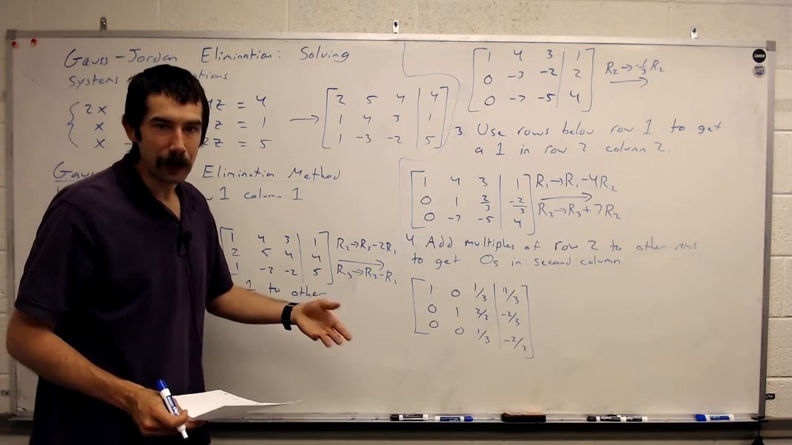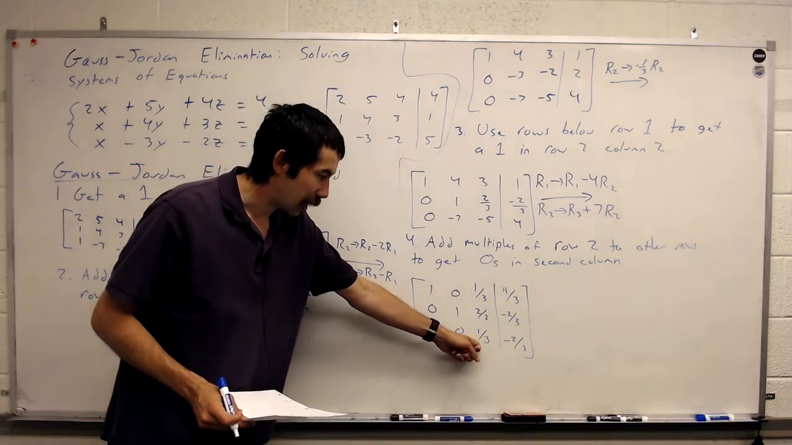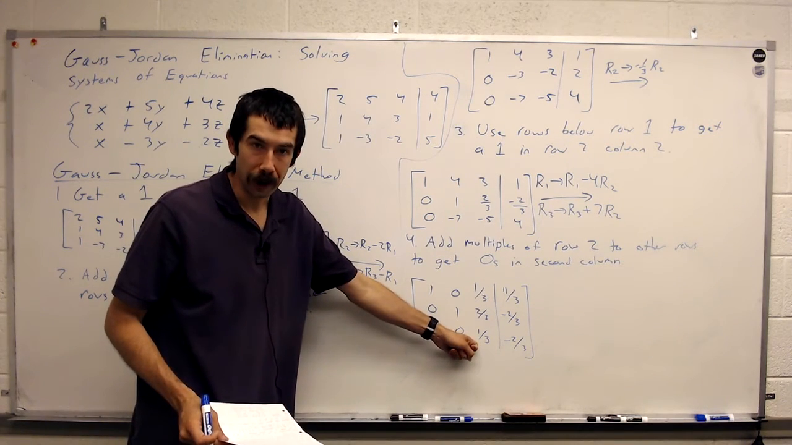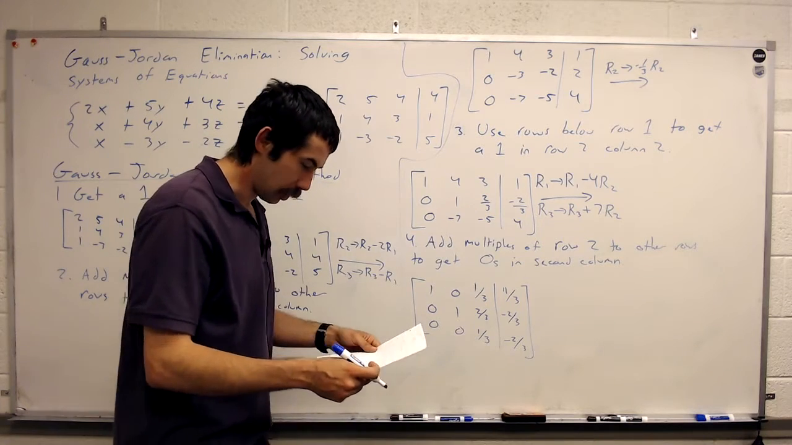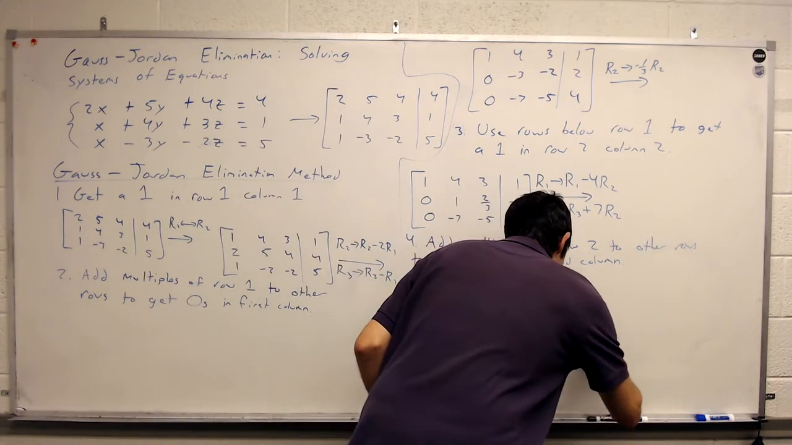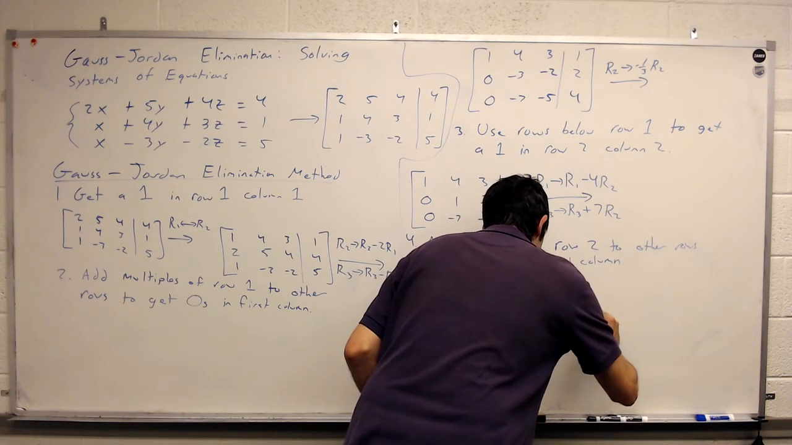And now we're going to kind of repeat this process. Now dealing with only the last row, we want this to become a 1. And then we're going to add multiples to the top rows. All right, so let's scale this. So row 3 becomes 3 row 3.